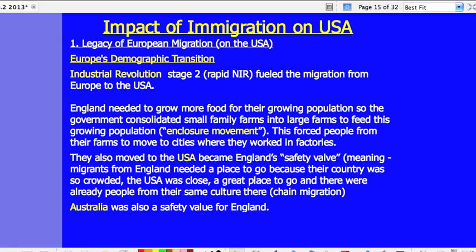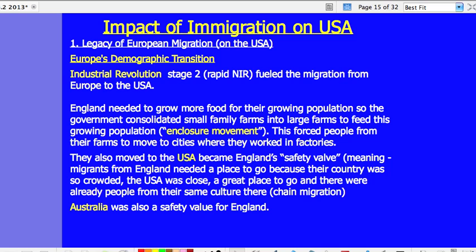The first section was the legacy of European migration on the United States. So Europeans came during the first era, in the colonial era, in the 1700s and 1800s, and then there was the second wave of European migration during the 1900s, or 20th century, with the different peaks based on the Industrial Revolution. And so what legacy did European migration have on the United States?